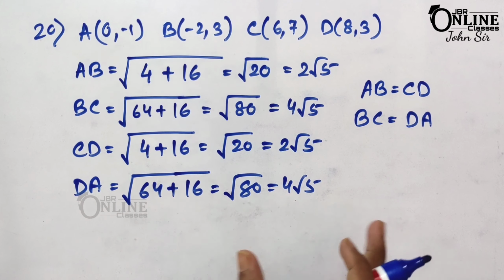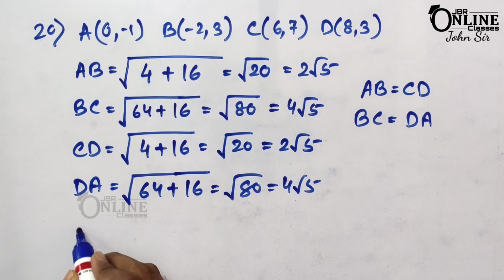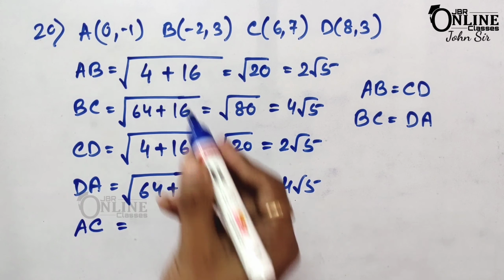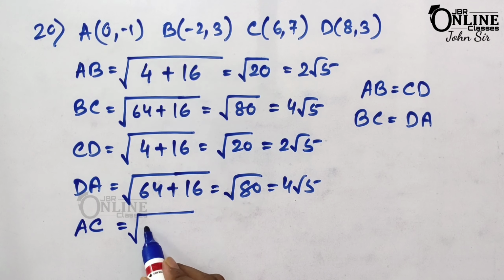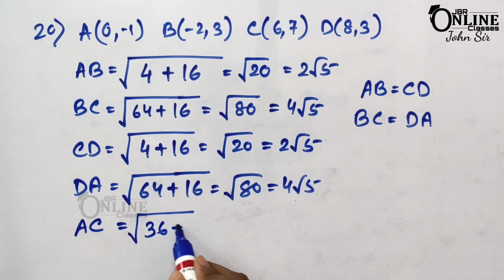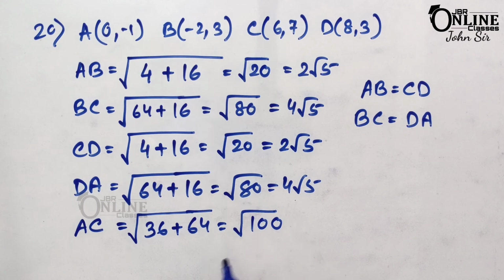So here, if you want to prove this is a rectangle, you also find out the diagonal. Here the diagonal will be AC. So AC means 6 minus 0, that means 36, because 6 square. Then 7 plus 1 is 8, that means 64, so that equals root 100. Okay, and the last one here, the second diagonal BD.